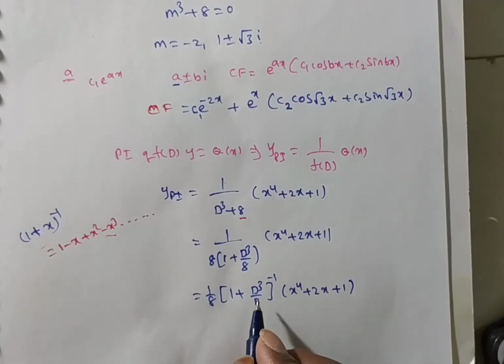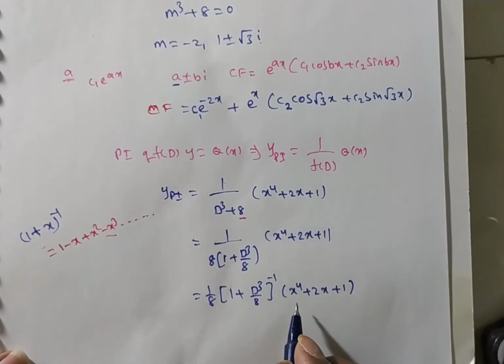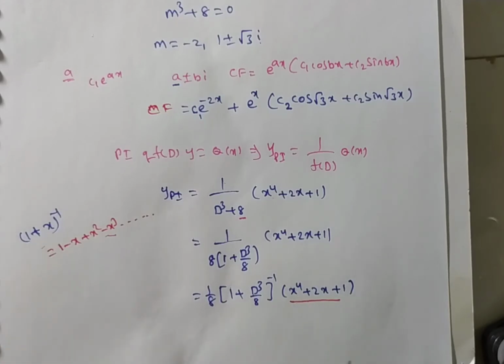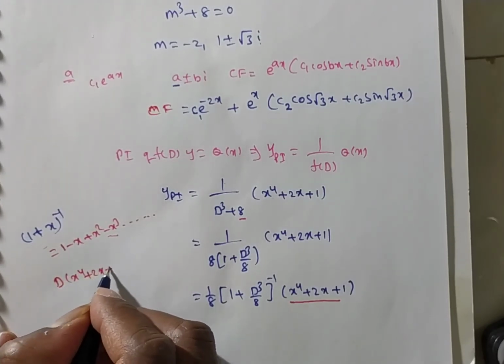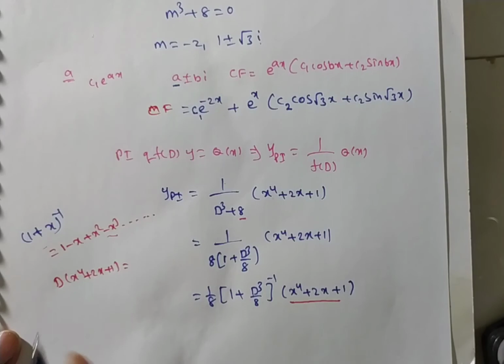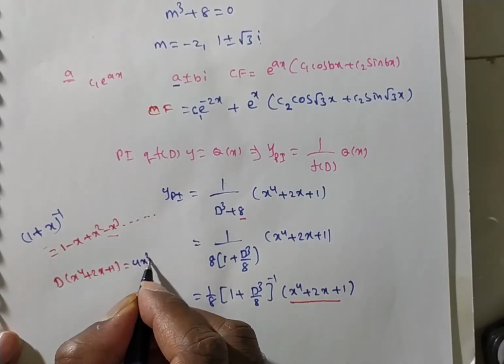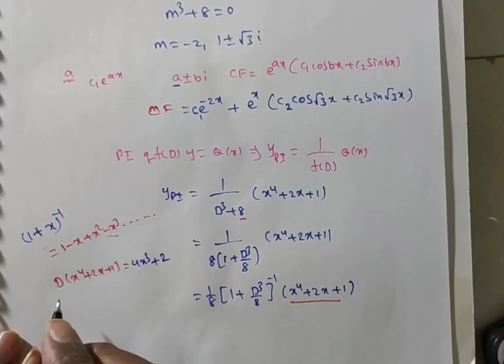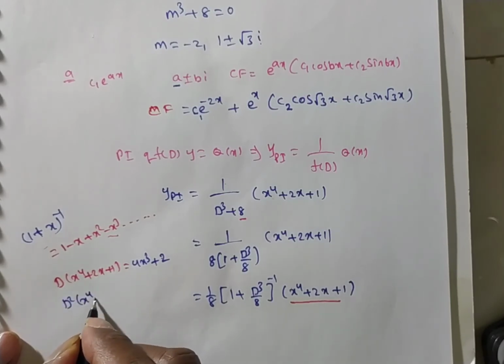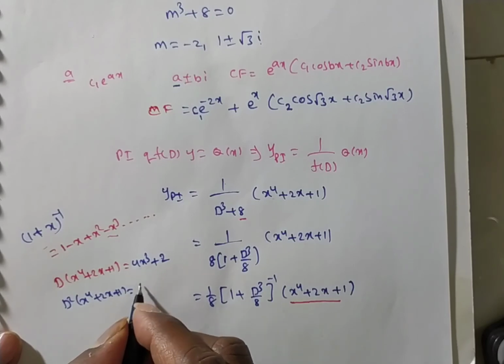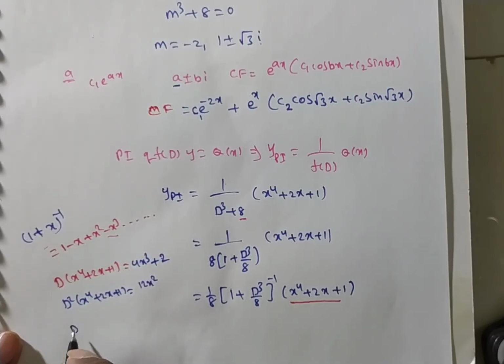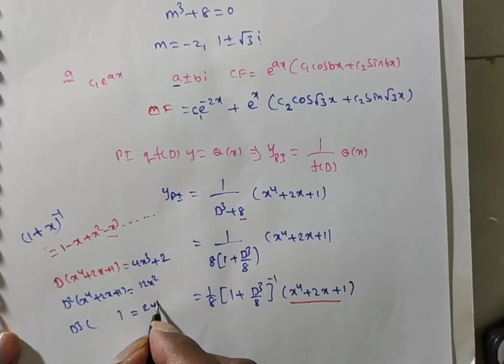Now in this case D cube by 8 is there, but what is the polynomial here? You have x to the power of 4, nothing but 4th degree is there. So up to what expansion do you have to take? Now I am explaining that. You see, the derivative of x to the power of 4 plus 2x plus 1 is equal to 4x cube plus 2. Next, D square of x power 4 plus 2x plus 1 is equal to 12x square plus 0. Next, D cube of the bracket is equal to 24x.